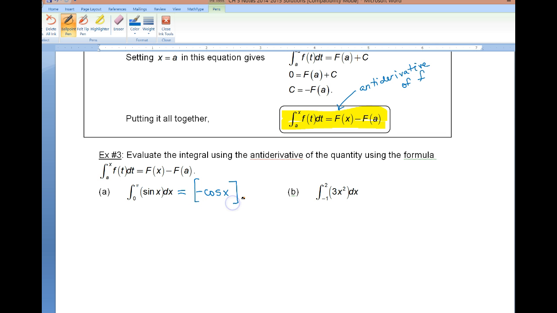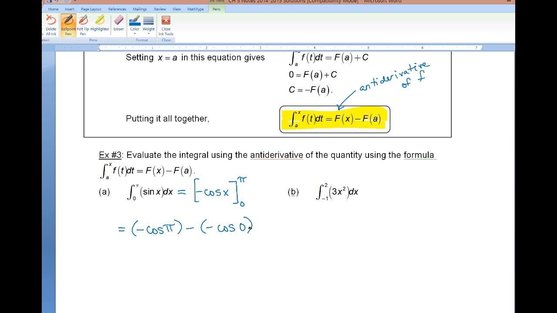Now there are two ways we can write this. We could either put it in brackets or you can put an evaluating line. We're going to put the lower bound at the bottom and the upper bound at the top. So negative cosine x is our capital letter F. What we want to do is evaluate negative cosine of pi and subtract negative cosine of 0. That's how we evaluate an integral where we actually have the bounds. You figure out the formula, put the top bound in, put the bottom bound in, and take the difference of the two.